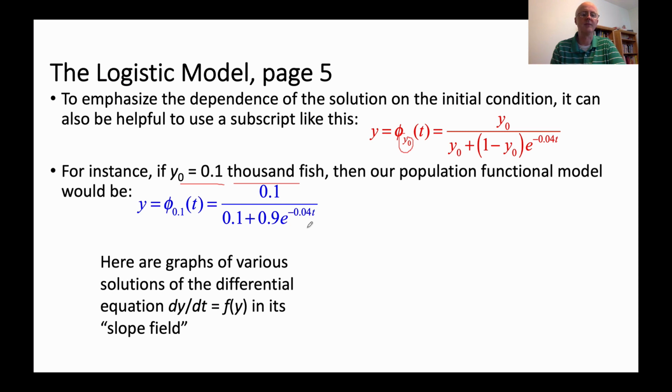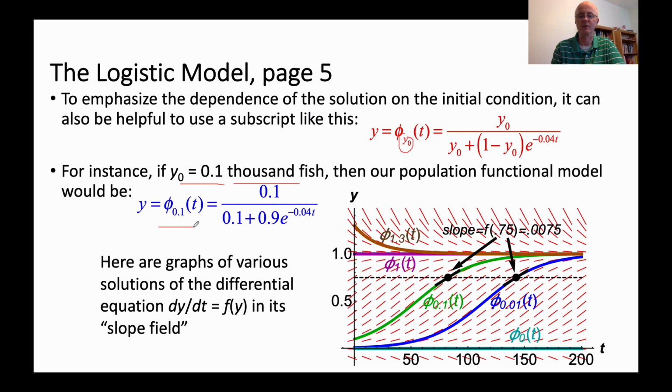Here are the graphs of various solutions of the differential equation in its slope field, which will also include this particular solution. That's the one that's in green here. This is the green function, phi sub 0.1 of t. This is a graph I showed in the last video, lecture 24. There are other solutions in here. This particular brown graph satisfies the initial condition that the initial population is 1.3 thousand fish, 1,300 fish. That's higher than the carrying capacity. The solution decreases toward the carrying capacity.